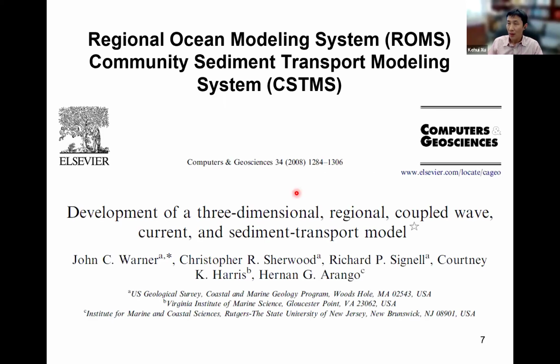Bear with me. Okay, so back in the year 2008, there was an article published by a group of authors. John Warner was the lead author. Basically, the co-authors developed a new sediment transport model in ROMS, which is the Regional Ocean Modeling System. This model was developed under a system called the Community Sediment Transport Modeling System, CSDMS.